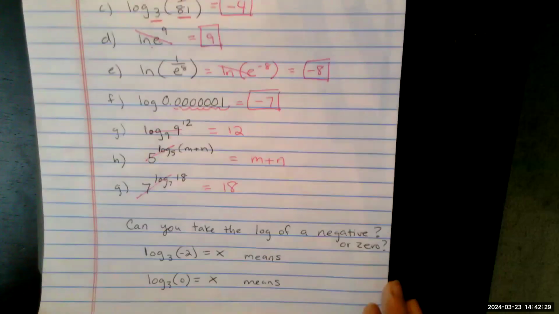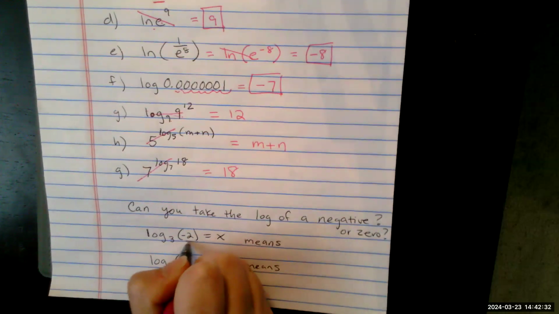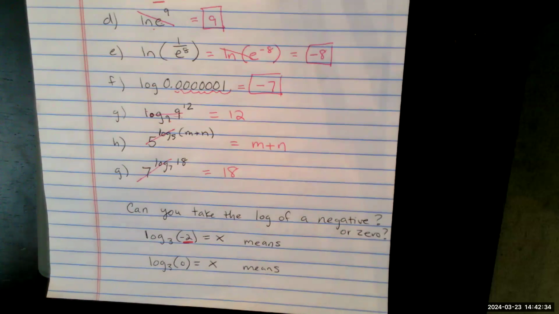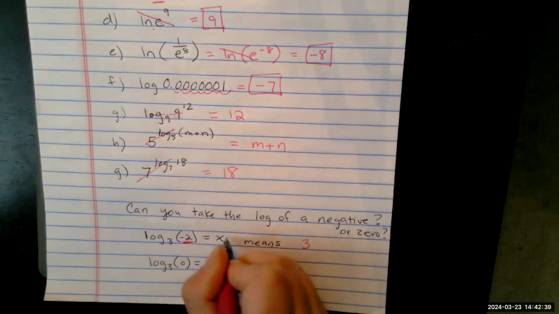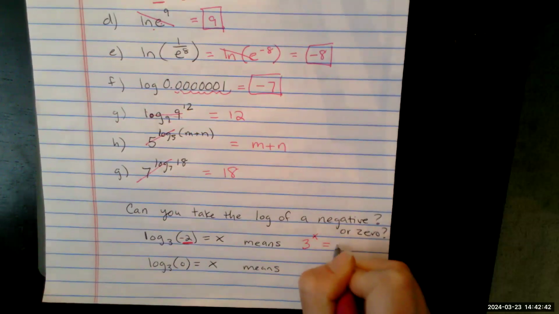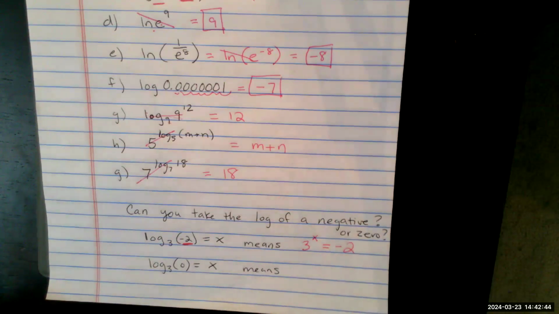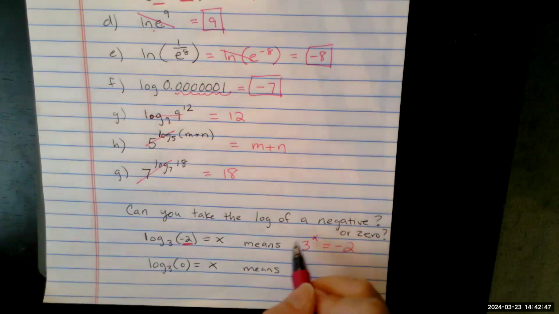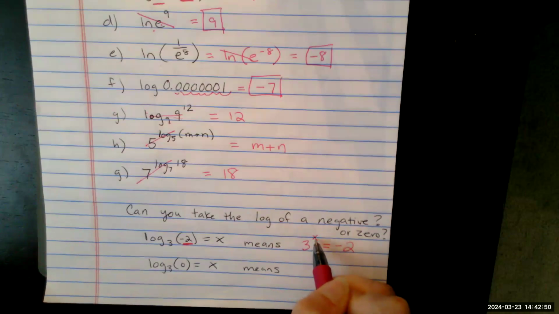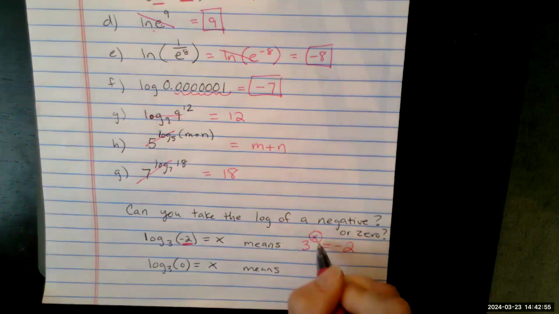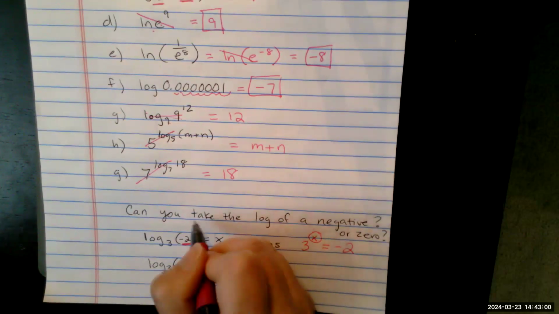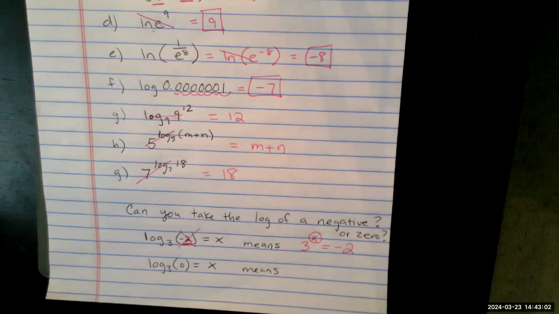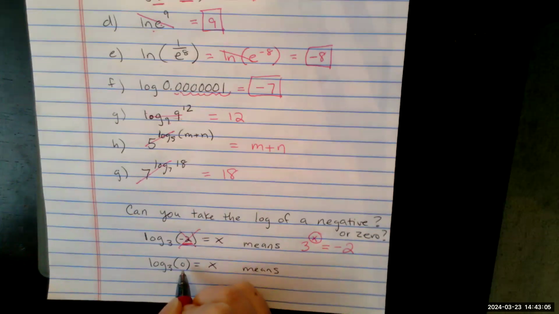Okay, let's talk about negatives and zeros. Can we ever have a negative here? Well, remember what this means. This means that 3 is being raised to some power to get to -2. And that cannot happen because even if the x is negative, remember that's just going to give you a fraction. So there is no exponent that I could ever raise 3 to become a negative anything. So that means that this number cannot be negative. How about 0?